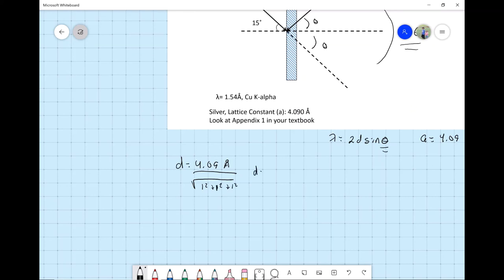And so D equals 4.09 angstroms over the square root of 3. Let me pull up my fancy calculator. All right, so 4.09 divided by the square root of 3 is 2.361. And I will write it out. All right, so we have D. We have lambda, and we have to solve for theta.